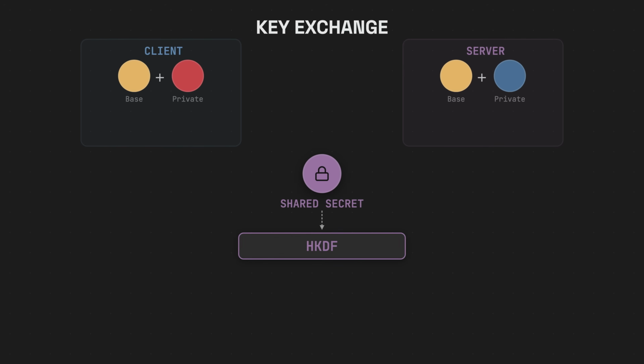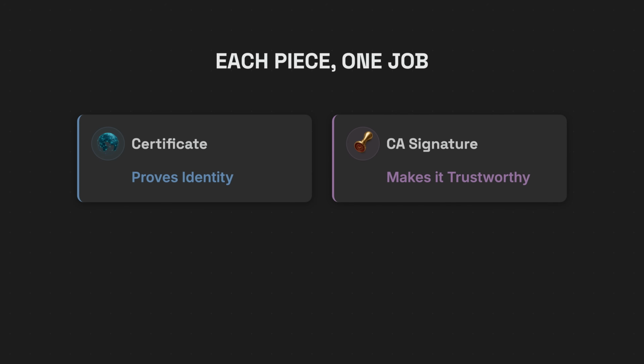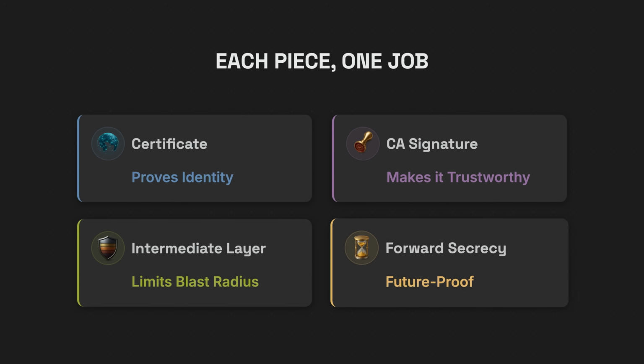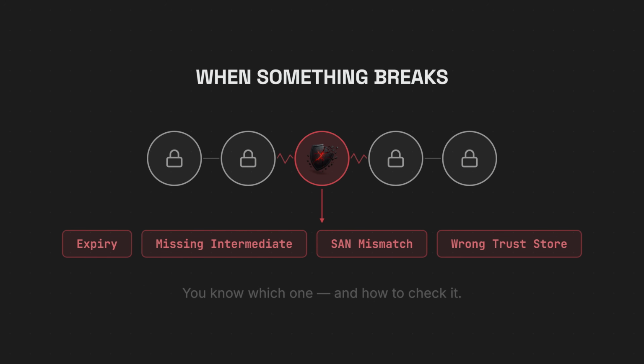Session keys derive via HKDF. Symmetric encryption takes over. One round trip. Each piece does one job. The certificate proves identity. The CA's signature makes it trustworthy. The intermediate structure limits the damage if any single CA is compromised. Forward secrecy means a future key leak can't reach sessions from today. When something breaks, it's one specific link that didn't hold, and you know which one and how to check it.